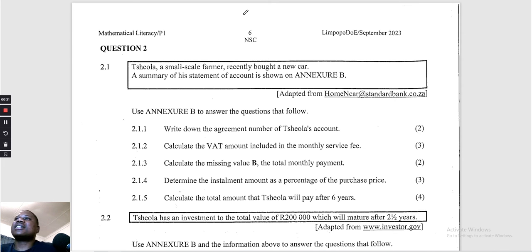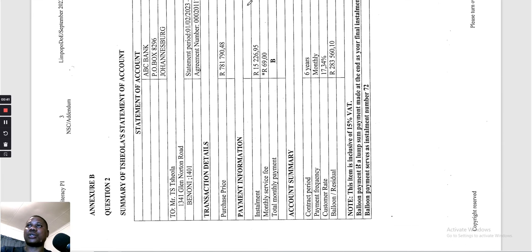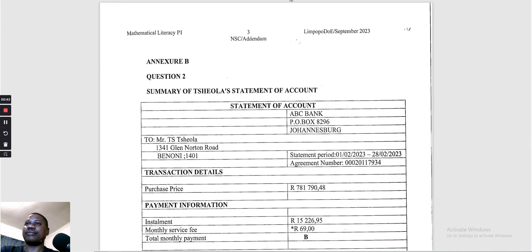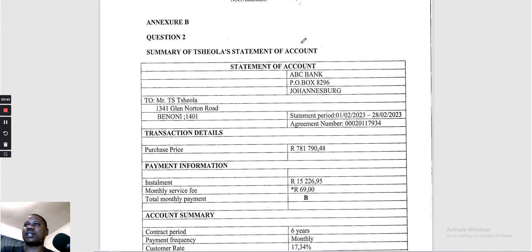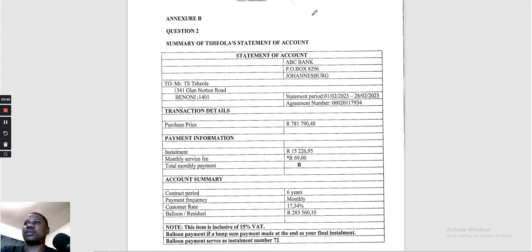Teola, a small-scale farmer, recently bought a new car. A summary of his statement of account is shown in the Annexure B. So let's go to Annexure B to see that statement that they talk about. Section B, so you have to make sure that you are using this for question number 2. Indeed, we are in question number 2.